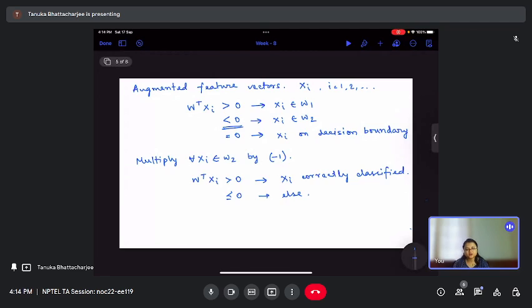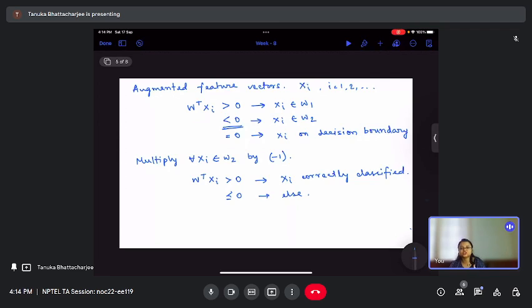Since you have multiplied by the negative sign, you do not have that greater than, less than business anymore. So now our scenario is we have these xi's, which are augmented feature vectors, with the ones belonging to class omega 2 multiplied by minus 1. We have to find the w vector such that w transpose xi is greater than 0 for all xi, and we will try to obtain w following the perceptron criteria.